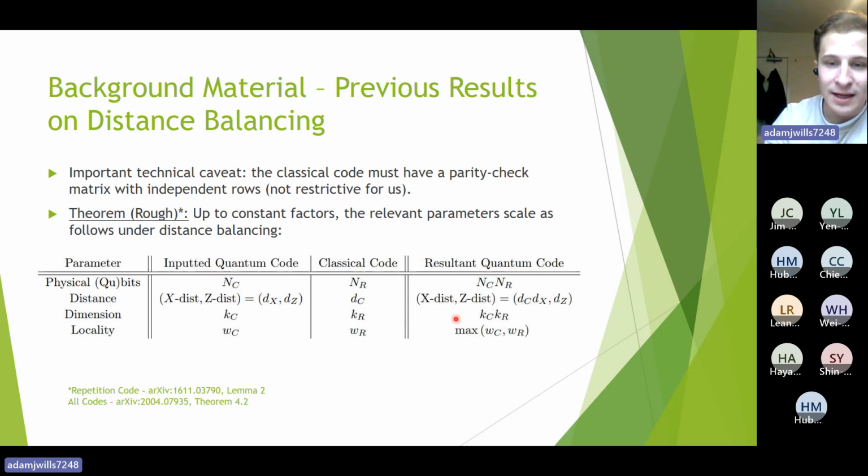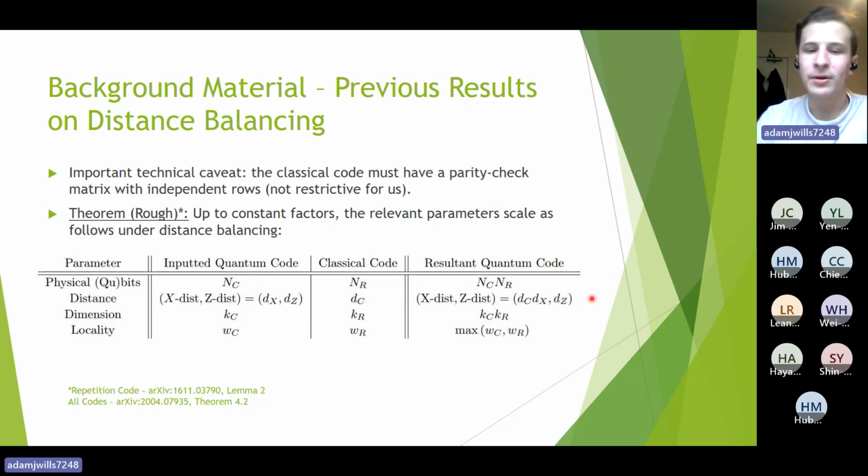Similarly, the dimensions also multiply. Kc times Kr gives you Kc-Kr, so the dimensions multiply. And then the distances are what we're most interested in. You can see here that you start with distances dx and dz, so that's the x distance and the z distance, and the classical code distance multiplies into the x distance, and the z distance is preserved.